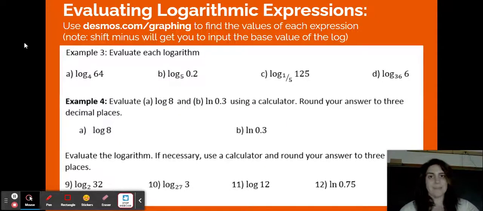And again, to evaluate these, we're going to use the graphing calculator in Desmos. We can't use the scientific one because for whatever reason, it will not do different bases in the scientific Desmos, but it will do it on the graphing. So if you go to desmos.com/graphing and you type in log, you're going to hit shift minus. That'll bring you down into your subscript, and then you'll be able to type it in.